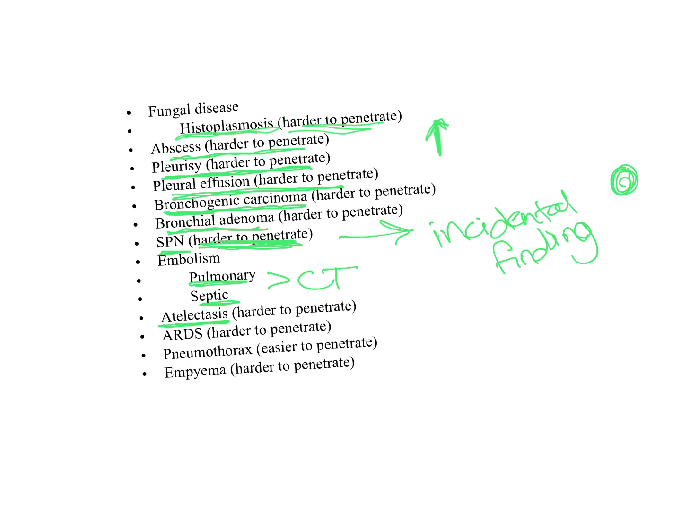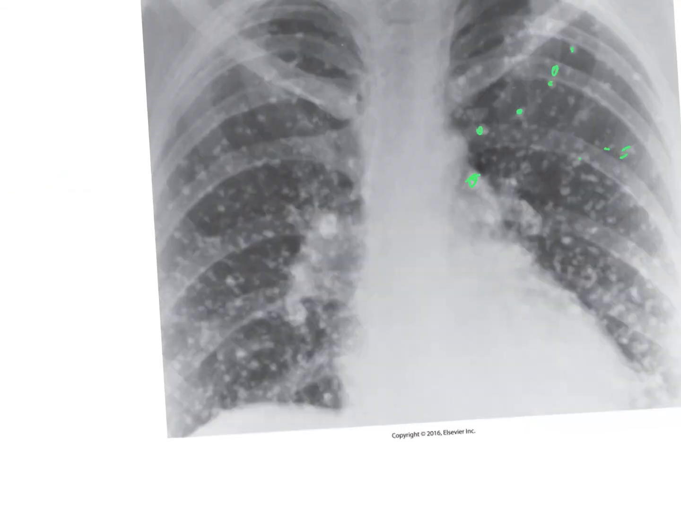Atelectasis, we look at some images on that. So it's basically a collapsed lung due to diminished air. ARDS stands for Adult Respiratory Distress Syndrome. Again, you're going to want to go up on technique for these ones. Pneumothorax, it's an abnormal presence of air in the lung. So it's the only one so far in this list that's easier to penetrate, meaning you go down a little in technique. And then finally, empyema is the presence of pus in the pleural cavity.